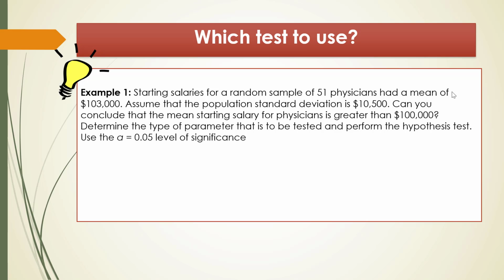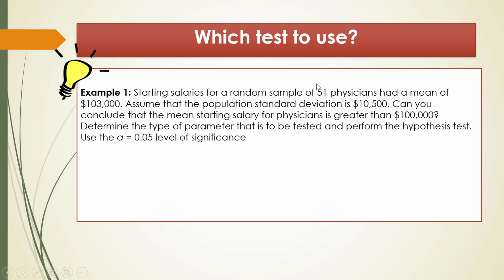Example 1: starting salaries for a simple random sample of 51 physicians had a mean of 103,000. Assume that the population's standard deviation is 10,500. Can you conclude that the mean starting salary for physicians is greater than 100,000? Determine the type of parameter that is to be tested and perform the hypothesis test.